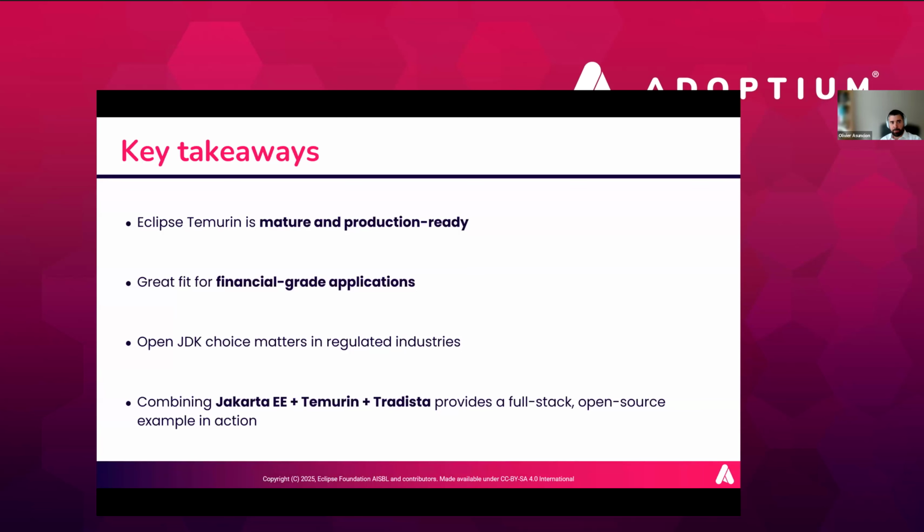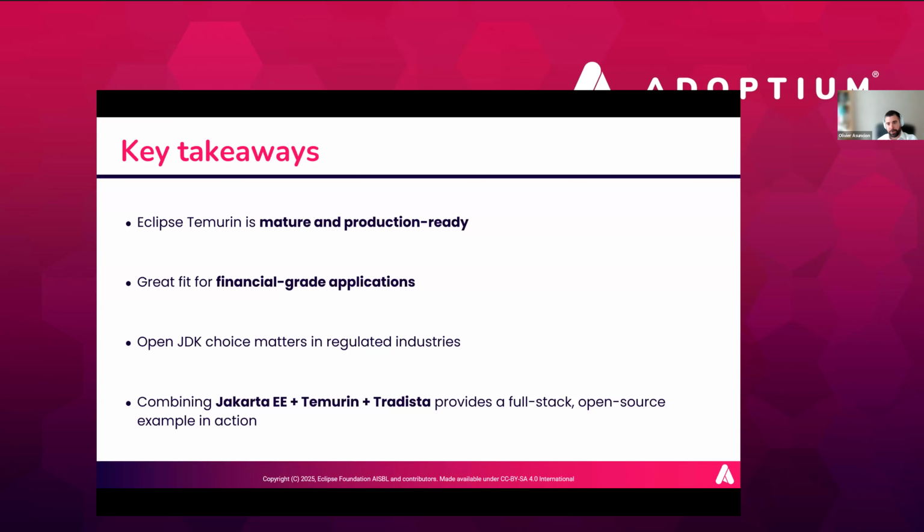So just before wrapping up, key takeaways. As you know, Eclipse Temurin is definitely mature and production ready. It is actually a great fit for financial grade applications because you can have very good performance with this JRE. Also, having an important community behind the tool gives visibility to banks. So that's definitely a good fit for this reason.